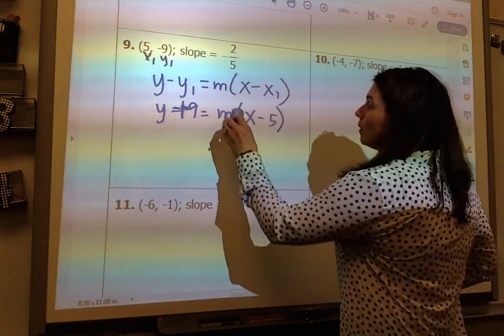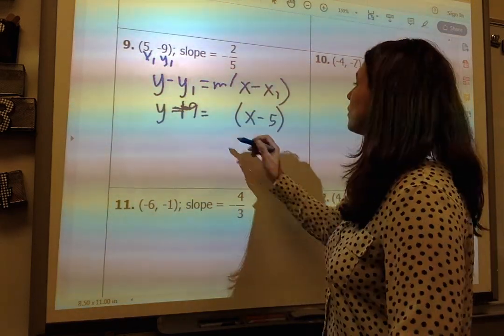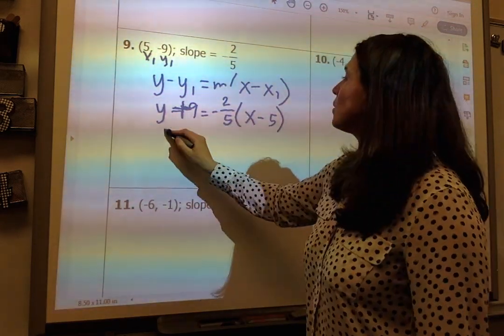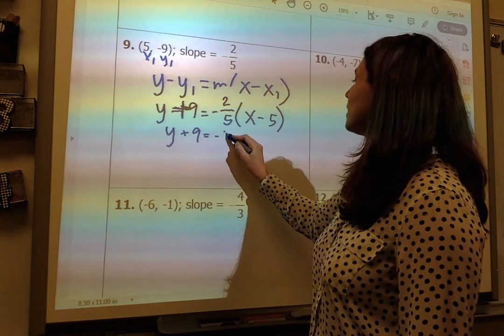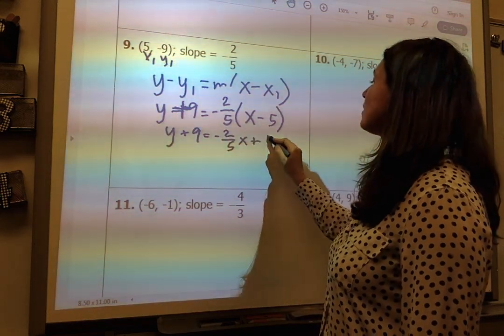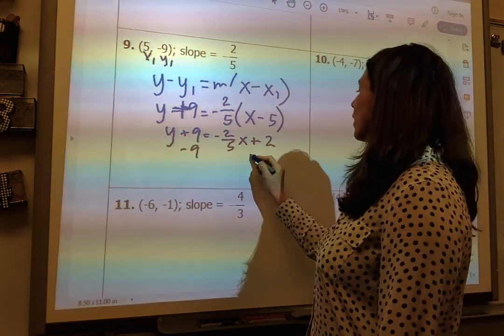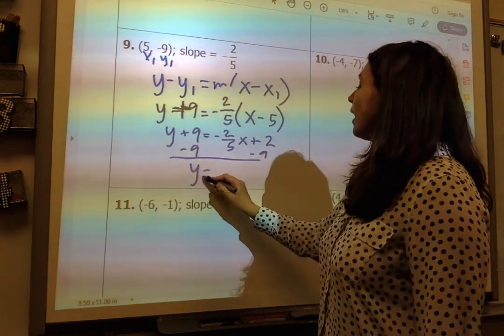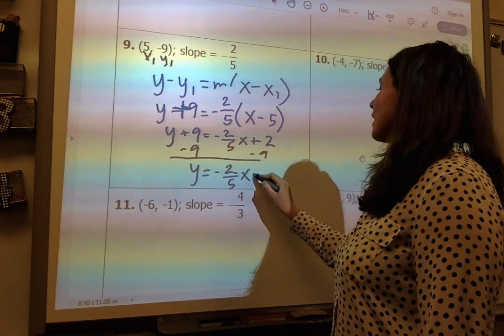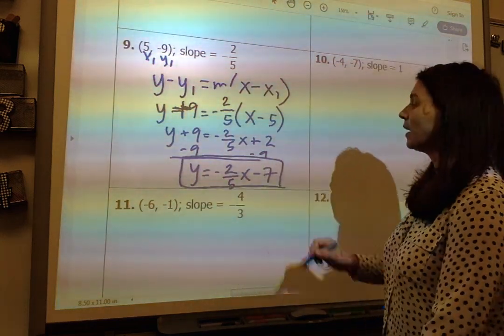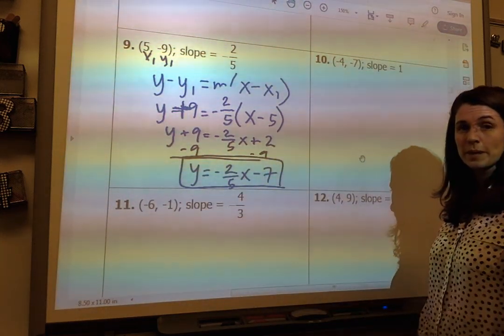So I get y minus a -9 becomes y plus 9 equals m times x minus 5. Oops, it gave me my slope. I'm going to use my slope of -2/5. So here I have y plus 9 equals -2/5 times x plus 2. 5's cancel out. Negative times negative is a positive. And when I subtract 9 from both sides, I get y equals -2/5 x minus 7. And I'm done. It's already in y equals mx plus b.